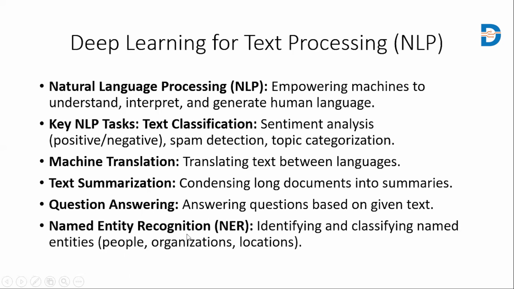And then named entity recognition, identifying and classifying named entities. Let's say I have a sentence, for example, "Rahul is playing." Here Rahul is a person. So my machine learning model, or this NER, can identify Rahul as a person.